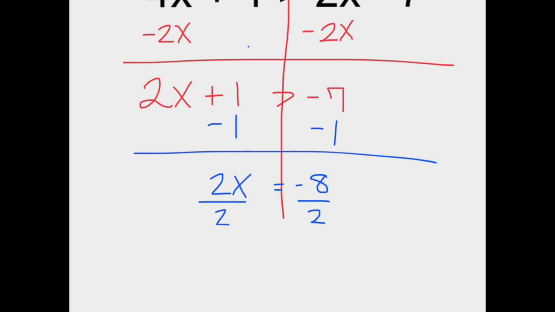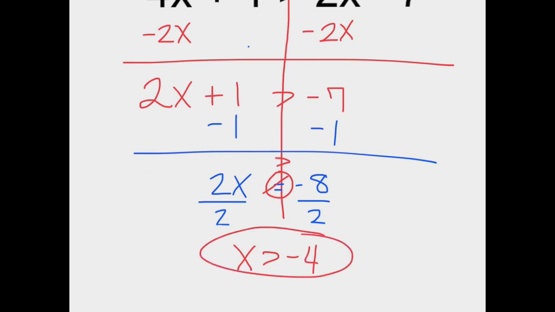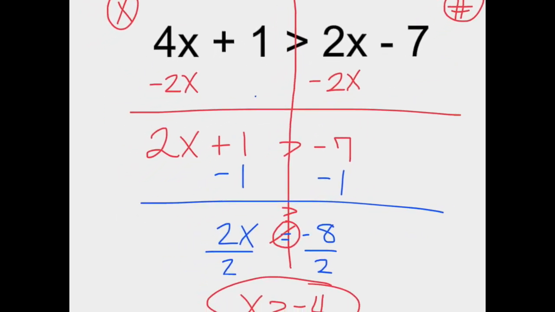You'll notice I accidentally made a boo-boo right here. I put that 2x equals negative 8. But 2x does not equal negative 8. 2x is greater than negative 8. So now I get x is greater than negative 4. That's it. I'm done. Anything greater than negative 4 will make this inequality work.